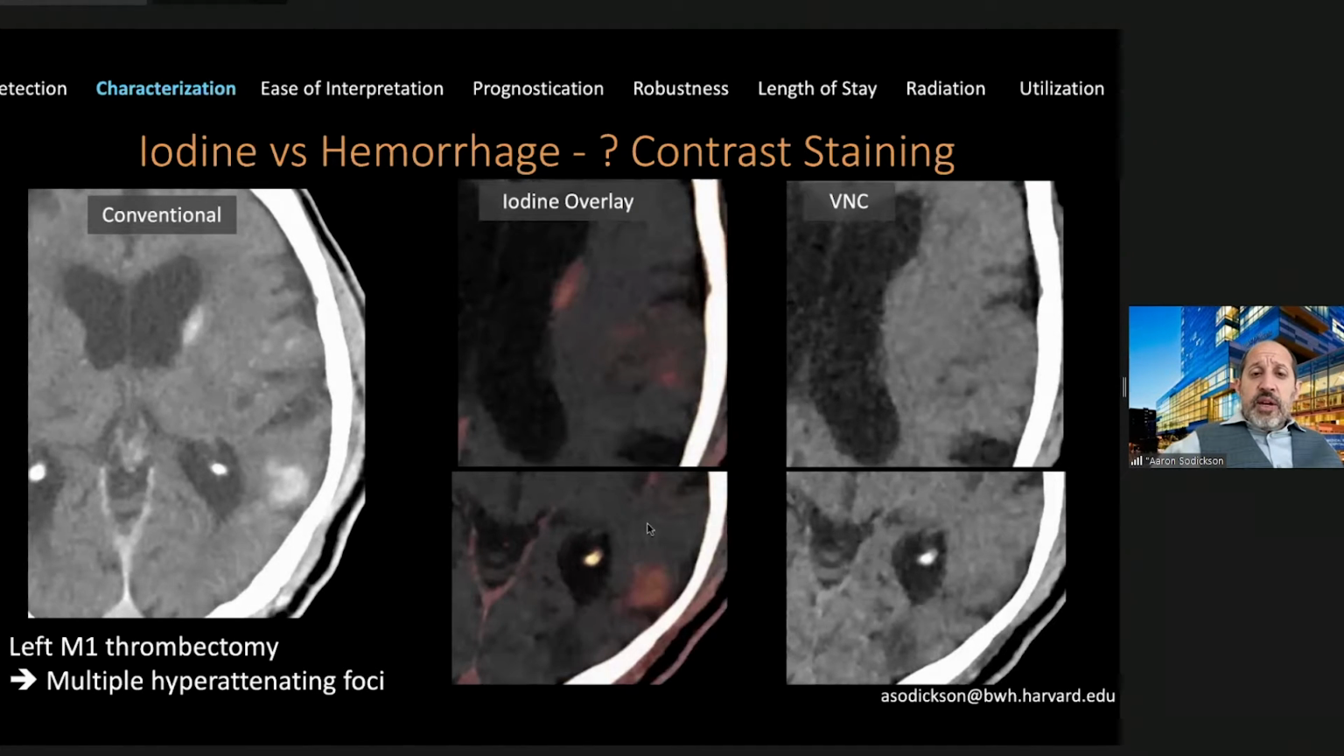We do our iodine overlay images and matching virtual non-contrast images. We see that each of these areas are color-coded orange as iodine and disappear on the virtual non-contrast image. This is definitively iodine content, contrast staining post-procedure, not post-procedural hemorrhage. No way to tell that from a conventional scan alone.